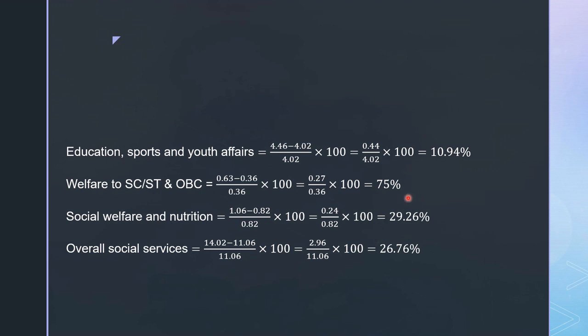So which one is the highest percentage? Welfare to SC, ST and OBC, the value is 75%. So option B is the correct answer. Okay.